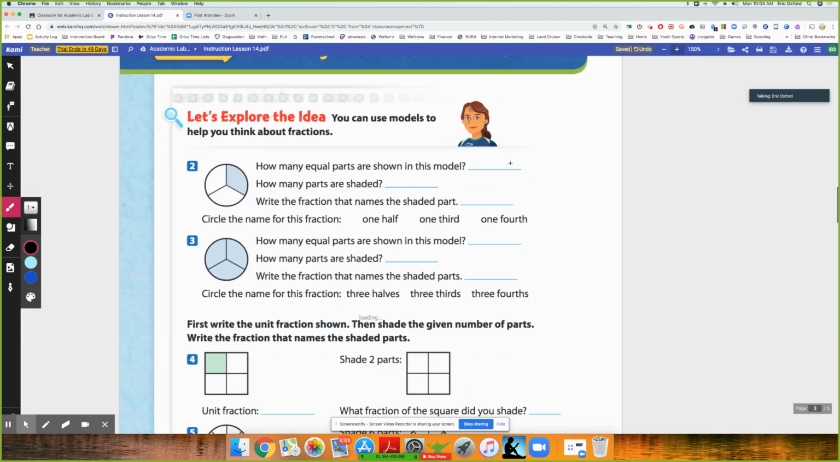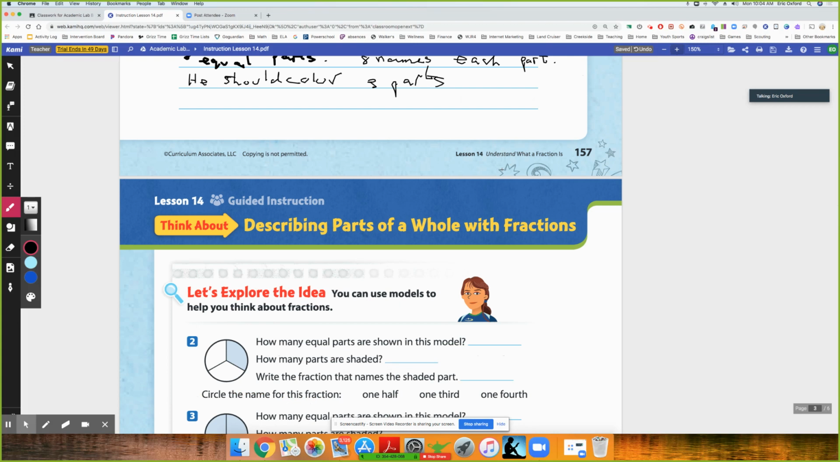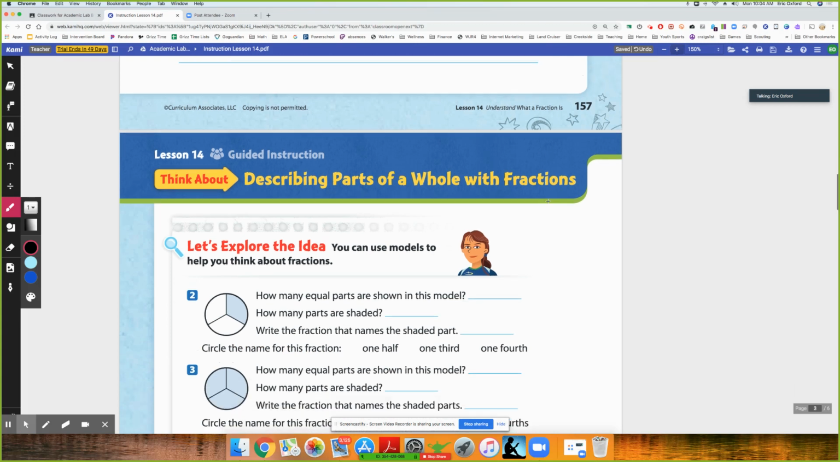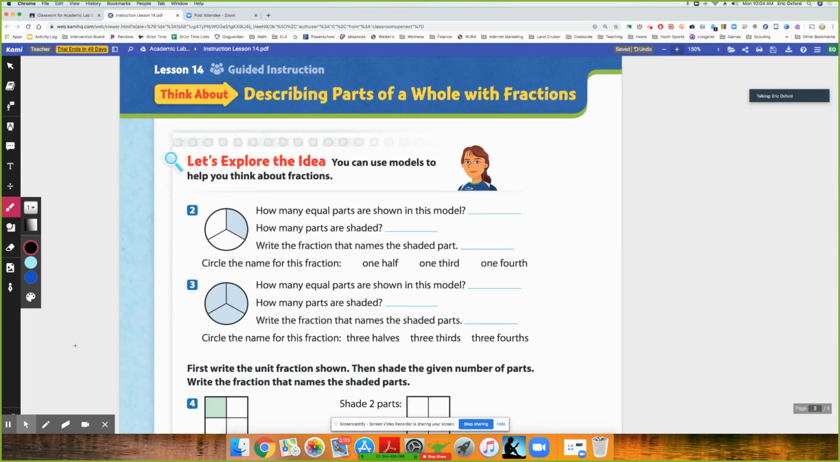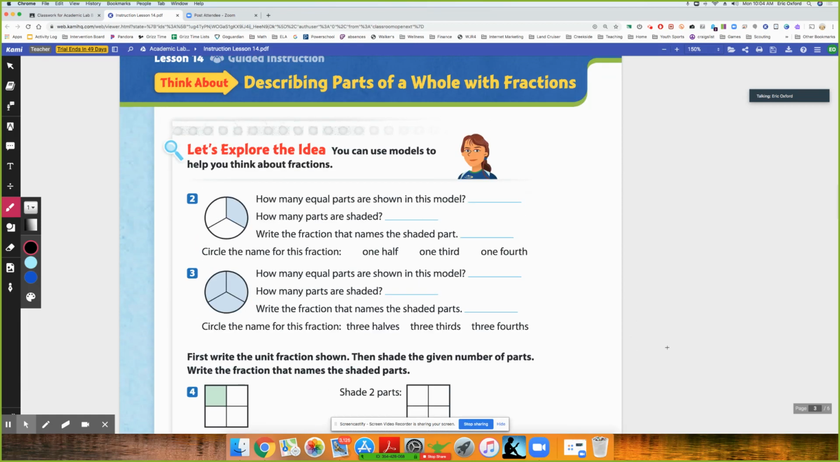So now let's go down to the guided instruction. I'm going to pause the video right now, and I want you at home to work through this a little bit, and then we'll come back and we'll go over it. Okay, so I'm going to pause it, and then we'll be right back. We're doing the describing parts of a whole with fractions.